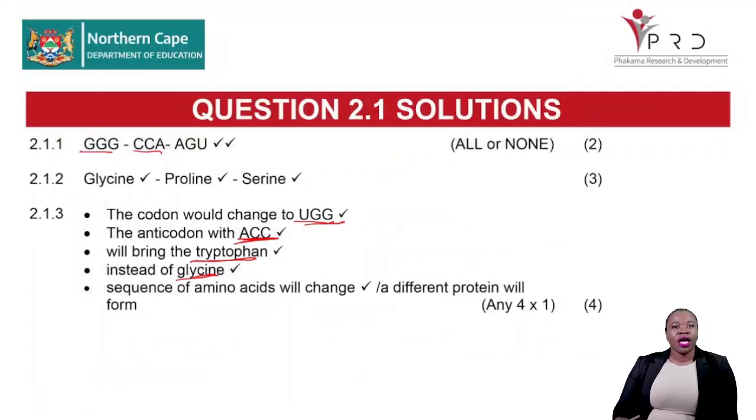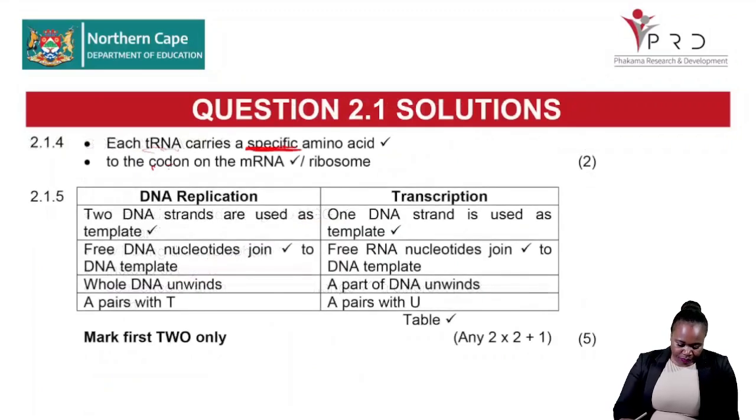And we also have the fact that in DNA replication, we look at the DNA nucleotides that come in to form complementary base pairs with the original DNA. However, during transcription, it is not DNA nucleotides, but RNA nucleotides. Right, so the free nucleotides. And then during DNA replication, the whole DNA will unwind, whereas only a part of the DNA will unwind in transcription. And lastly, in DNA replication A pairs with T, and in transcription A pairs with uracil.